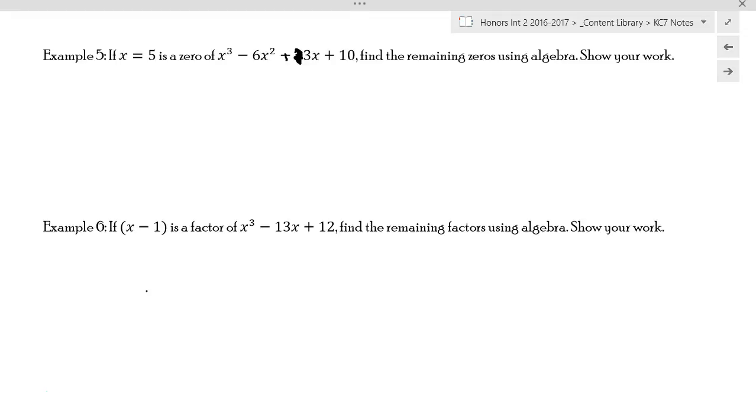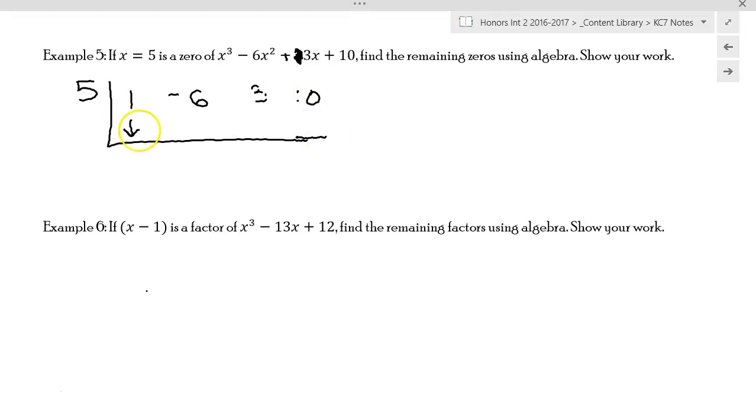So, I want to find my remaining zeros. I know x equals 5 is a zero. So basically all I'm doing is taking that zero away from this polynomial so I can see what remains. So in order to take it away, I'm going to divide it. So all I'm going to do is set up my synthetic division. I have 1, negative 6, 3, and 10.